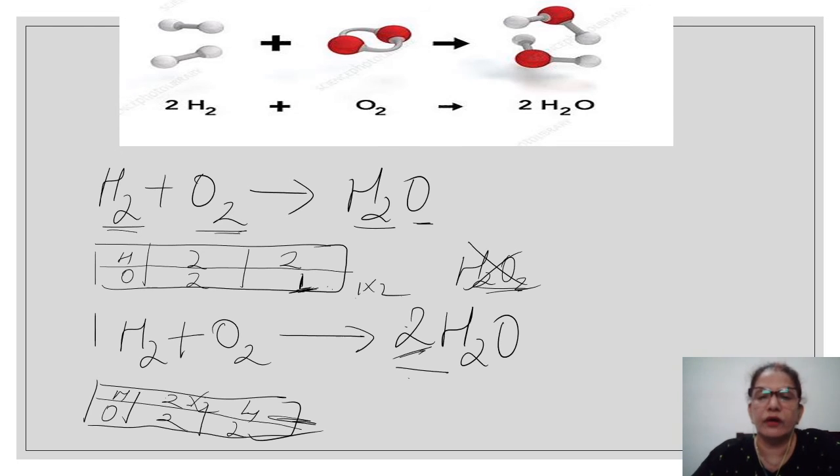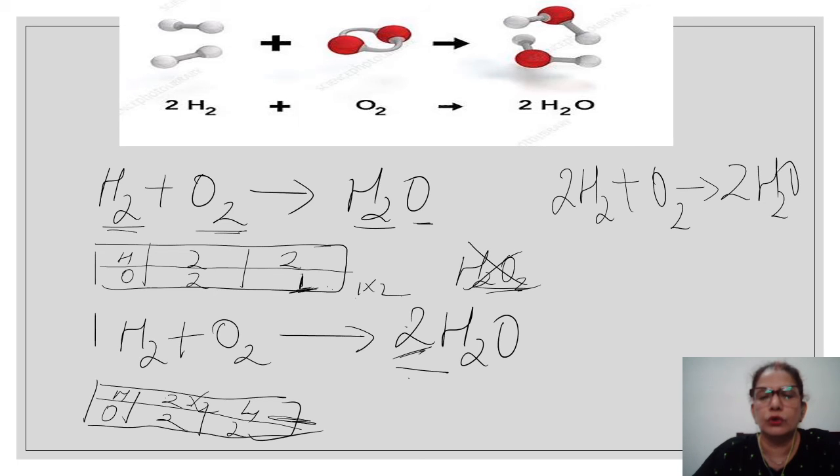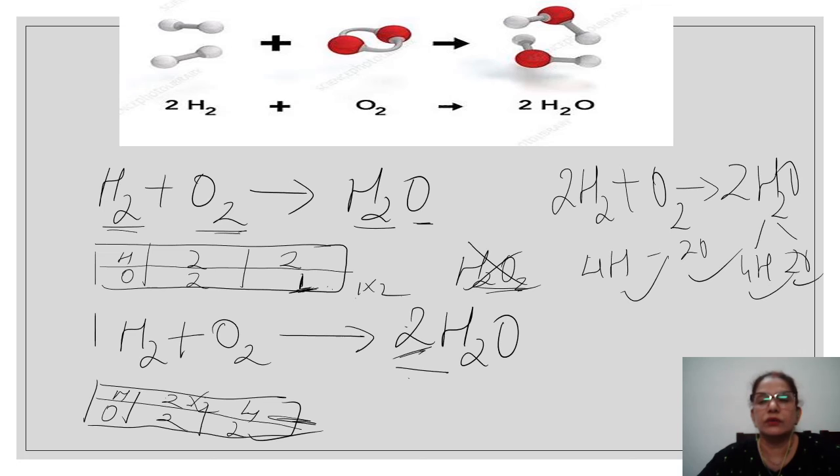So we have our final, I think it will be balanced now. 2H2 plus O2 gives 2H2O. So here we have 4 hydrogens, and here we have 2 oxygens, here we have 4 hydrogens and 2 oxygens, so our equation is balanced. So this is a balanced chemical equation.